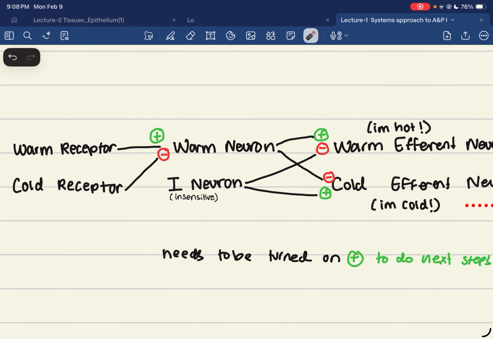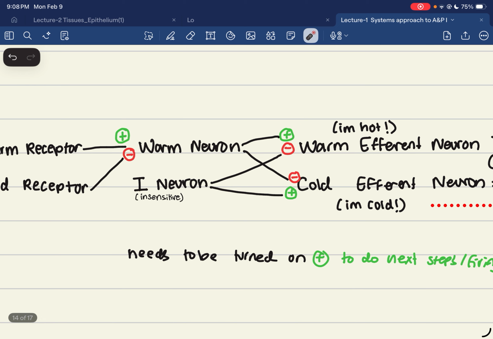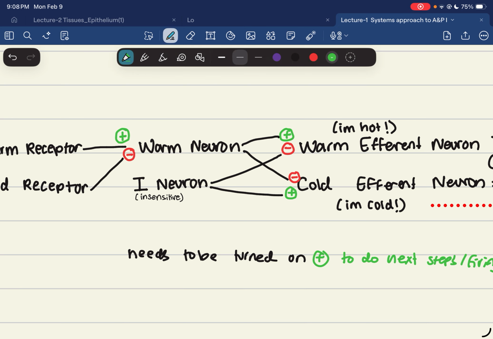So next to the warm neuron, we have nothing such as a cold neuron, it's just not there. But instead we have something called an insensitive neuron. And what the insensitive neuron is basically doing is, this guy doesn't need to be turned on by anything. He doesn't need any input to turn him on. He's always going to be firing. So let me just write: he's always going to be firing at a constant rate.